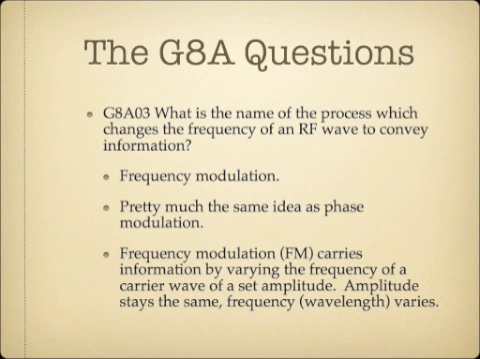So frequency modulation carries information by varying the frequency of the carrier wave of a set amplitude. So basically the amplitude of the output signal stays the same. The frequency or the wavelength is what varies. So frequency modulation is the name of the process which changes the frequency of an RF wave to convey information.